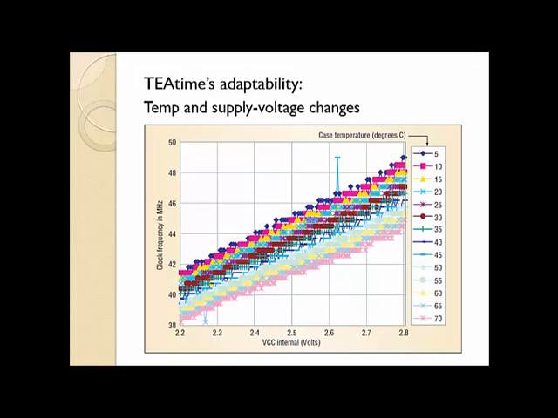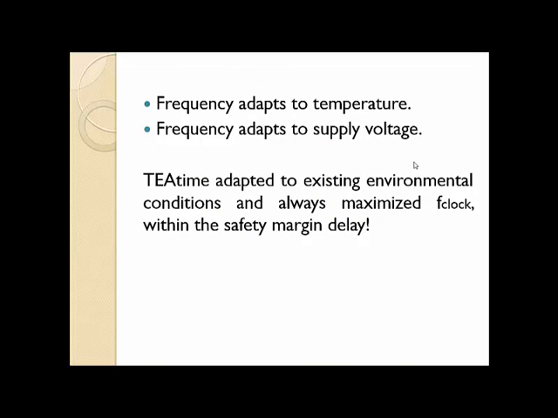For the second part, the supply voltage varied from 2.2 to 2.8 volts, operating at a certain temperature. For example, operating at 2.2 volts and with a temperature of 70 degrees Celsius, TEATime maximizes the system clock frequency at 38 MHz. At the other end, for a supply voltage of 2.8 volts and a temperature of 5 degrees Celsius, the clock frequency was stabilized at about 49 MHz. In conclusion, TEATime adapted to the existing operating and environmental conditions, functioning correctly and at a high clock frequency.